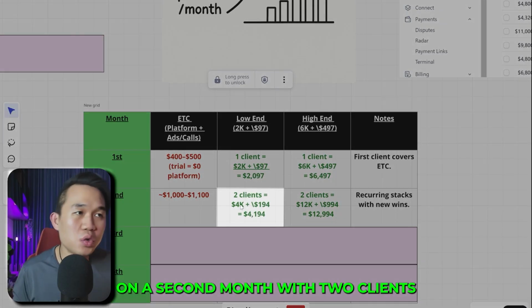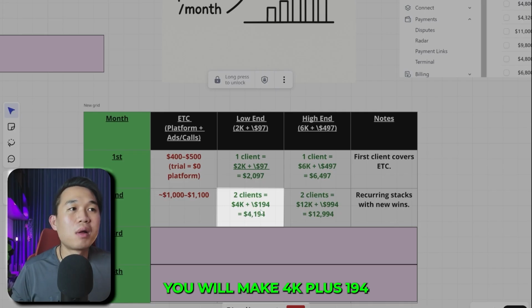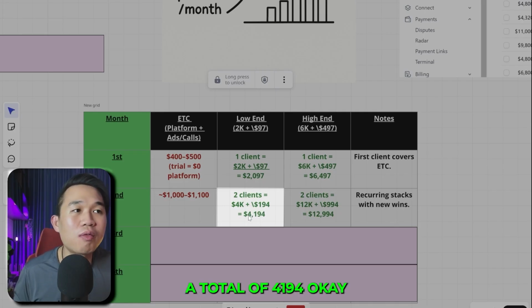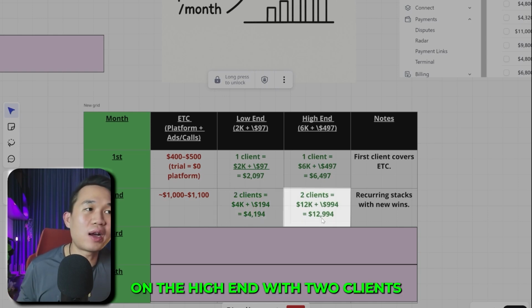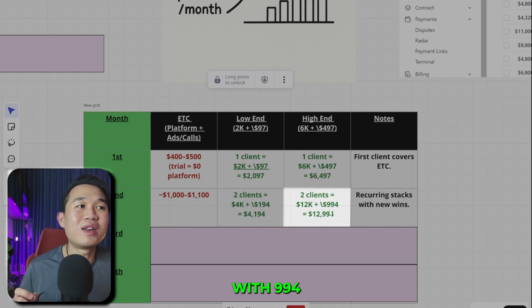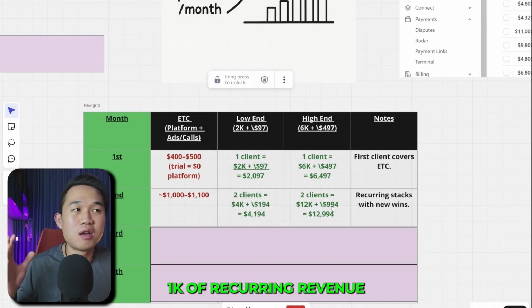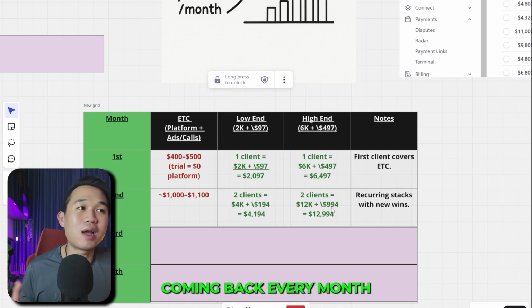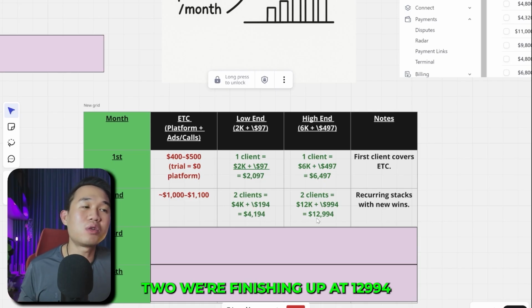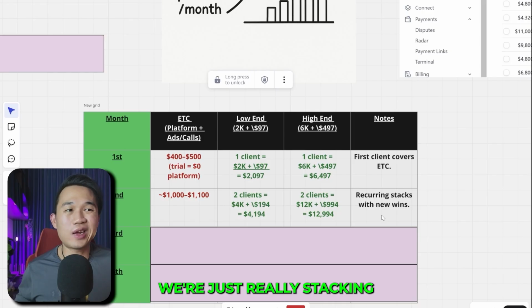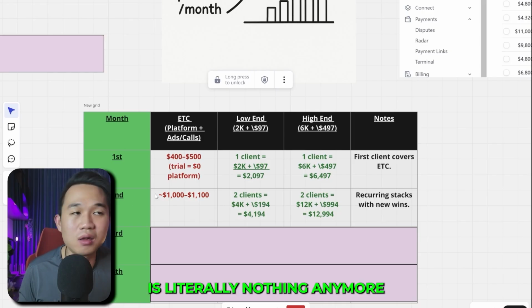On the second month with two clients, you will make 4K plus $194 of recurring monthly revenue, a total of $4,194. Okay, on the high end with 2 clients, that's $12,000 with $994 worth of monthly recurring revenue. So that's $1K of recurring revenue coming back every month. So in total, on month 2, we're finishing up at $12,994. So nearly $13,000. With all this, we're just really stacking new wins, and expense of 1K is literally nothing anymore.